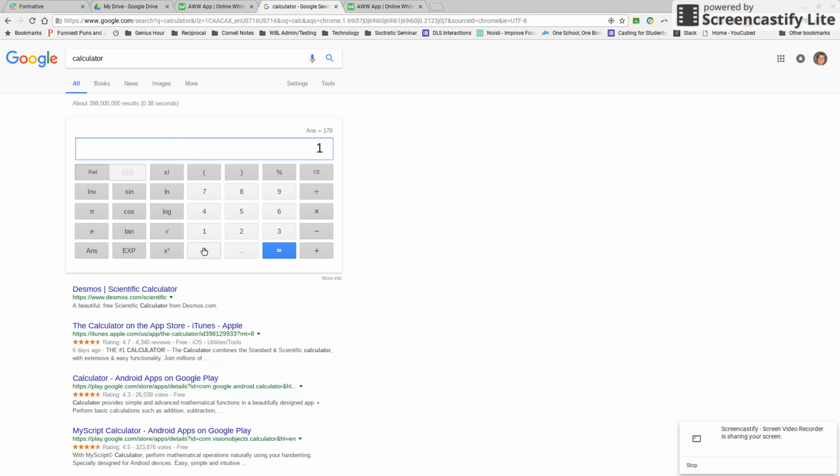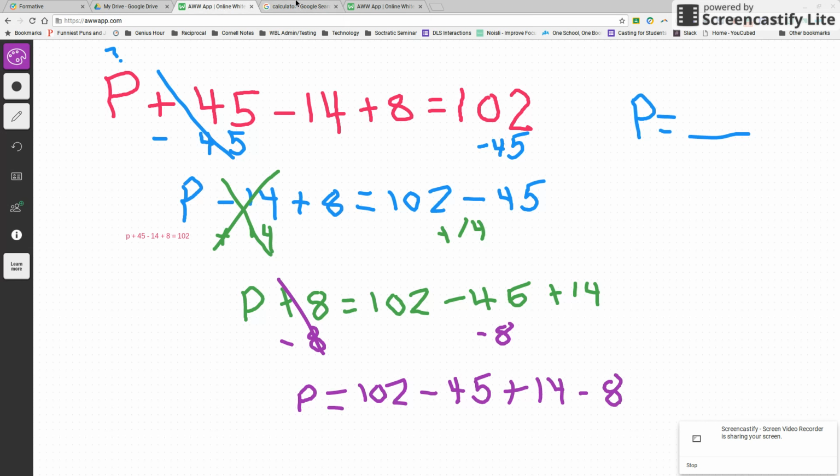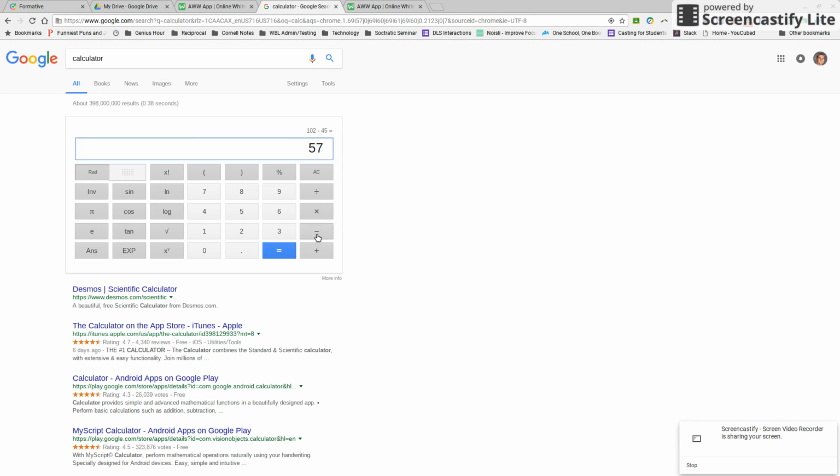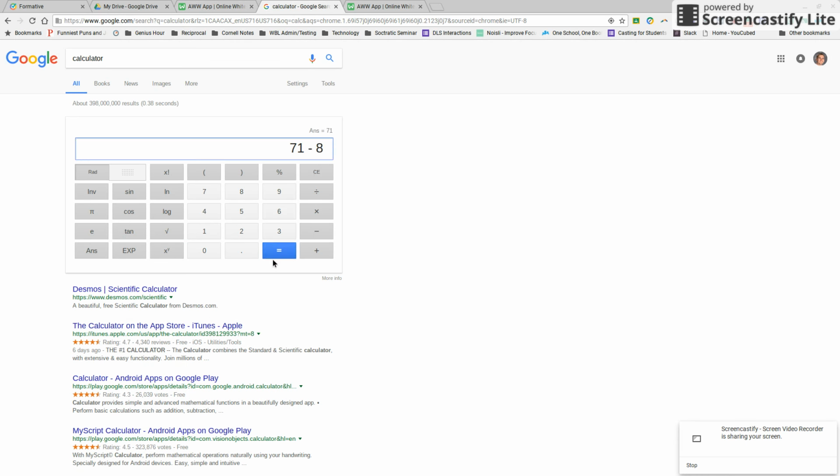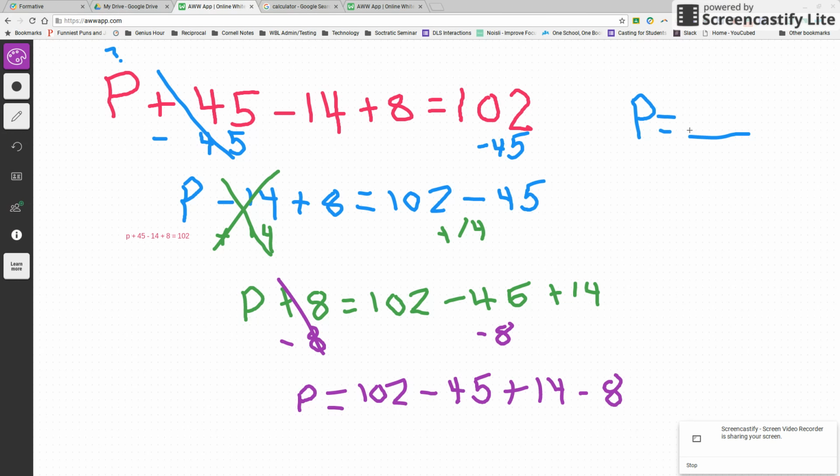So we had 102 minus 45 plus 14 minus 8 gives us 63. So what does P equal? Well, P equals 63. Now, you may be able to skip some of these steps, but I really want you to work on this proof.